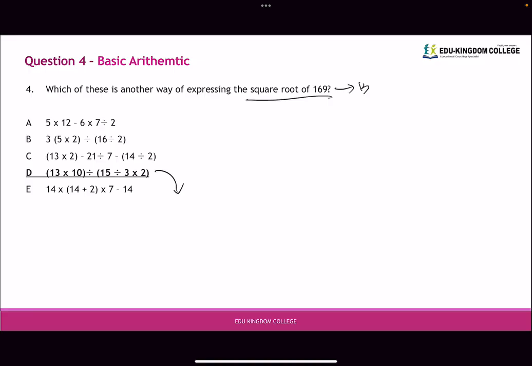So 13 times 10 is 130 divided by, okay, you should be doing things in brackets first. 15 divided by 3 times 2. You go left to right when you have divide and times together. So 15 divided by 3 is 5, times 2 is 10. 130 divided by 10 is 13. So that's the answer we're looking for.